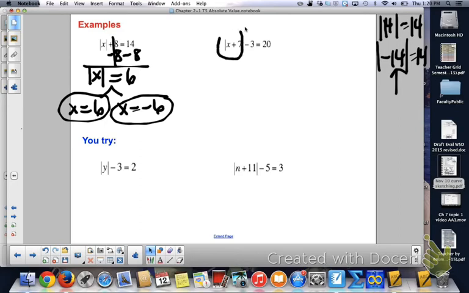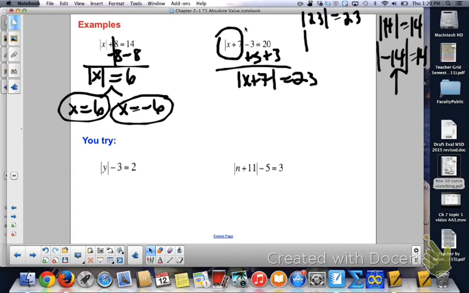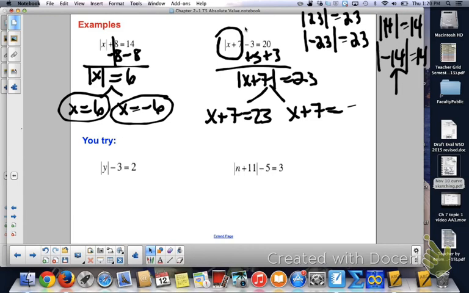We need to get this absolute value by itself first, so we need to add the 3. Now we have the absolute value of x plus 7 equals 23. This is where we can say, okay, the absolute value of 23 equals 23. The absolute value of negative 23 also equals 23. So therefore, x plus 7 could be 23, or x plus 7 could be negative 23.